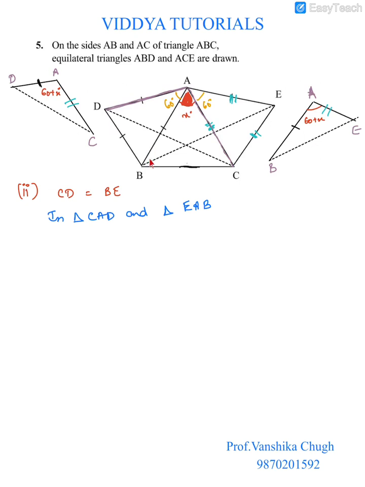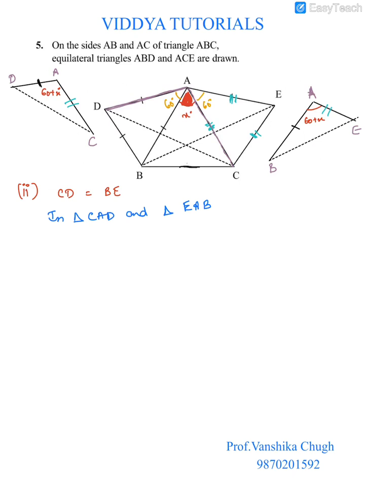Now the next triangle, where BE is a part of triangle EAB. So I have extracted and replaced it again. I have redrawn it with the same congruency marks, and angle A is 60 plus x. I have proved it earlier. So my two triangles are triangle CAD and EAB, and now my three conditions are very clear.